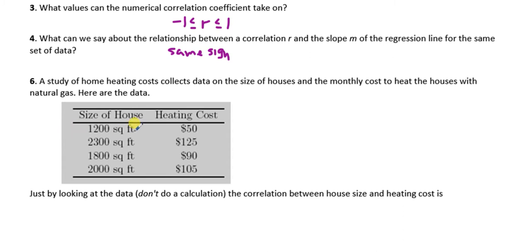All right, here's a short list. Just by looking at this data, and this is a question on the test, you can see size of the house, 1,200, heating costs 50. You almost double the size of the house and the heating cost about doubles. 1,800 goes to 90, 2,000, it goes up a little bit more. So you can tell that the bigger the house, the higher the heating cost. And it looks like it's a pretty strong correlation.